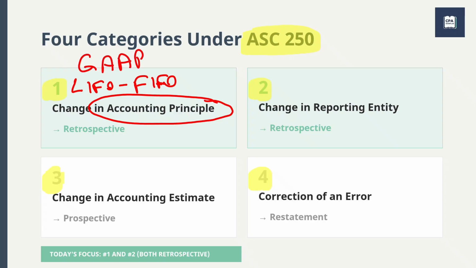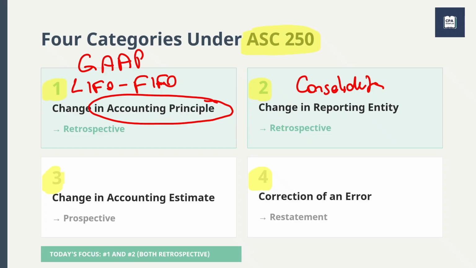So what I mean by that, for example, an entity cannot say previously I was using cash basis accounting and now I'm changing to accrual basis. This will not be a change in accounting principle because cash basis is not GAAP compliant. Number 2 is changing reporting entity. The most common example you can think of may be the consolidations of subsidiaries. Maybe previously they were reporting with a subsidiary and they no longer do that, or vice versa.